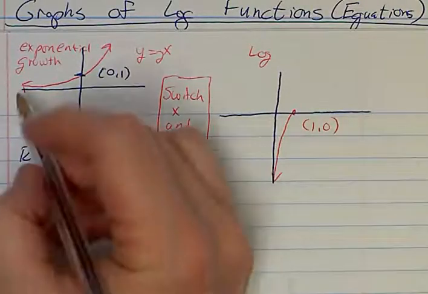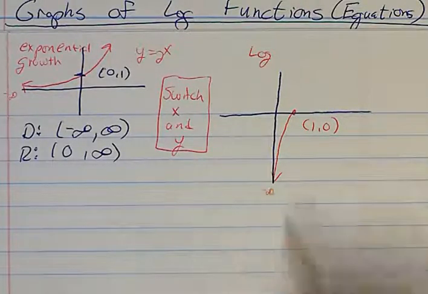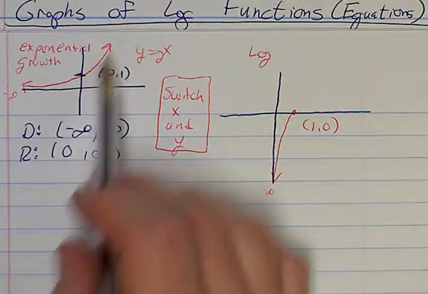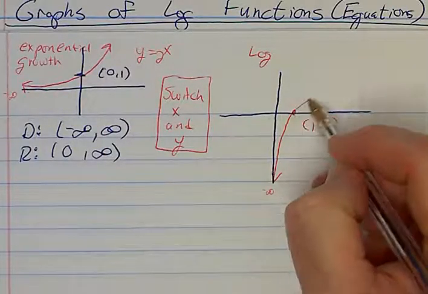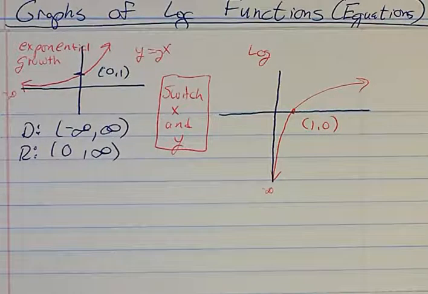So on the x-axis, it got close to negative infinity. Now we're going to get close to the y-axis at negative infinity. And when we graphed it, it kind of chased up the y-axis toward infinity. Now it's going to chase up the x-axis. There you go. There's your two graphs.